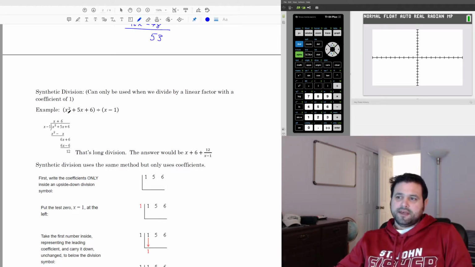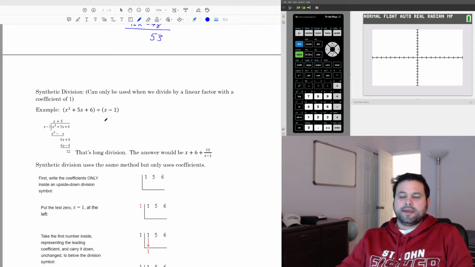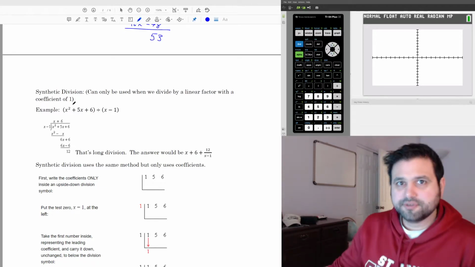So for example, we're taking x squared plus 5x plus 6 and we're dividing by x minus 1. So here's an example of doing that with long division, okay? And we would have x plus 6 plus 12 over x minus 1. We see that we have a remainder of 12, okay? So here's how we do synthetic division.